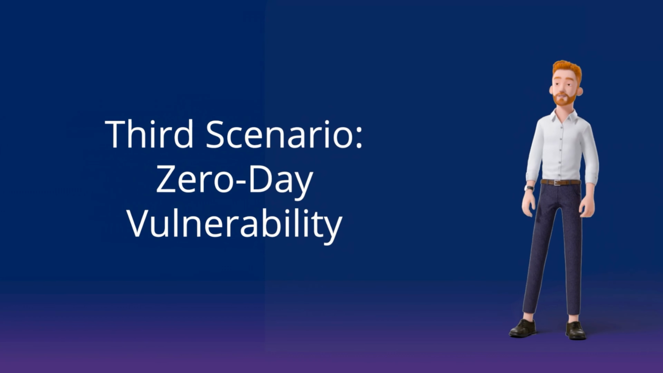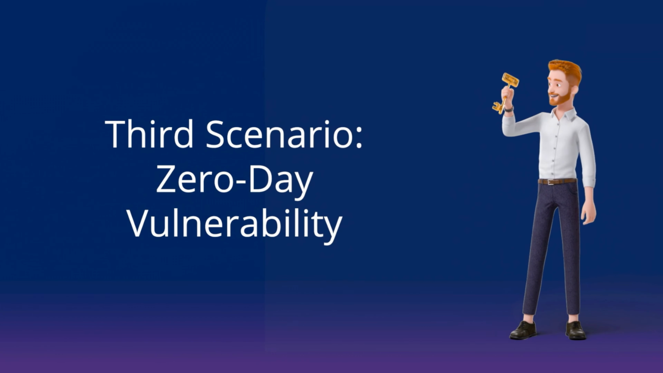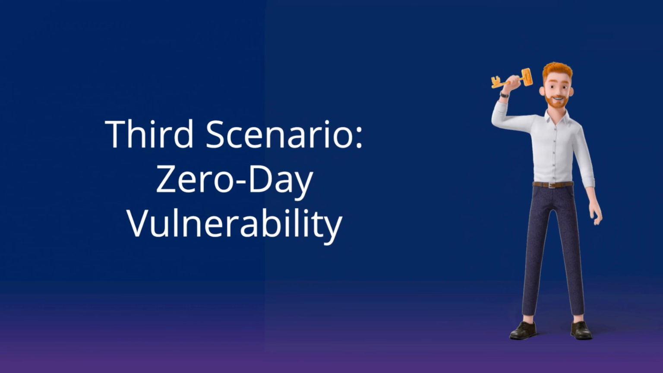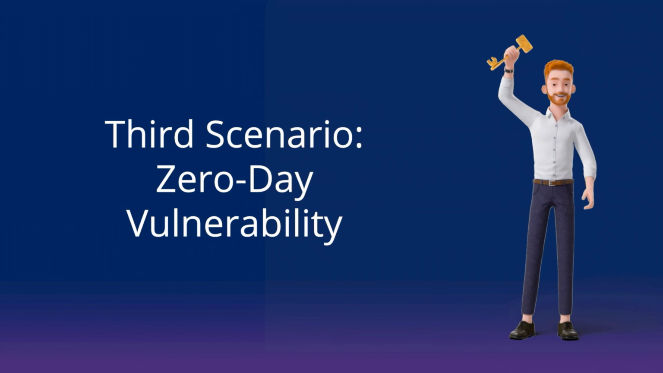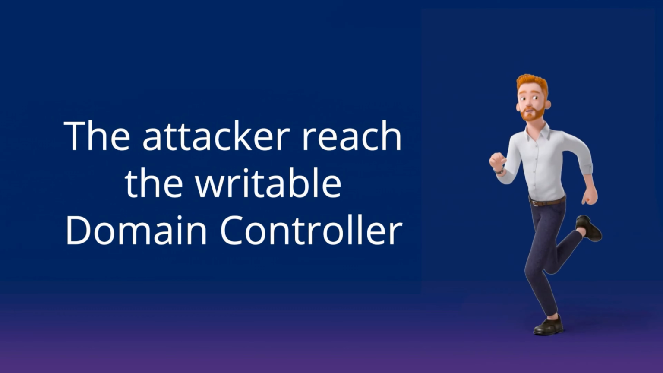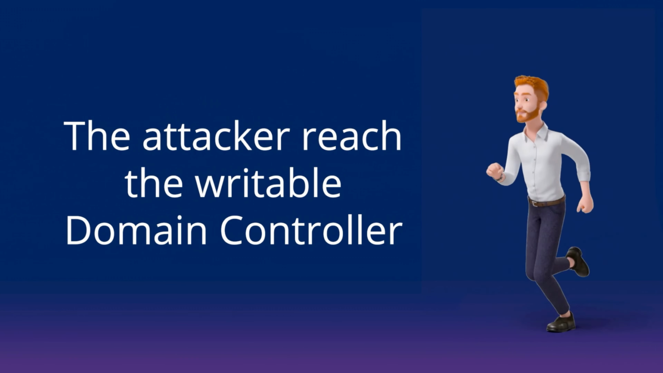blocking the attack. In the third scenario, a bad actor exploits a zero-day vulnerability to breach the firewall and bypasses the access rules that would typically restrict them to a read-only domain controller. Instead, they reach the writable domain controller, a critical asset.